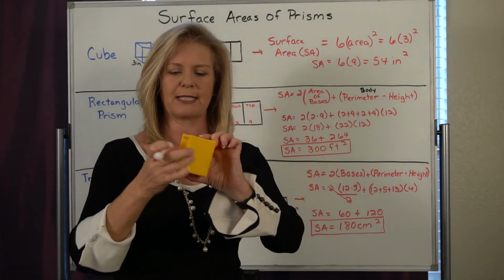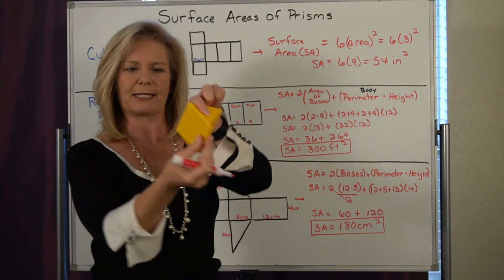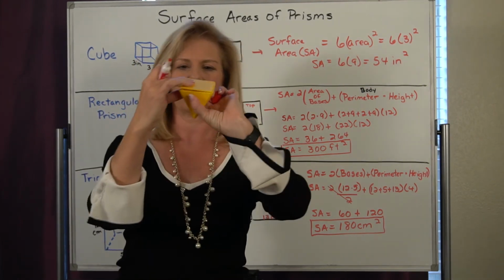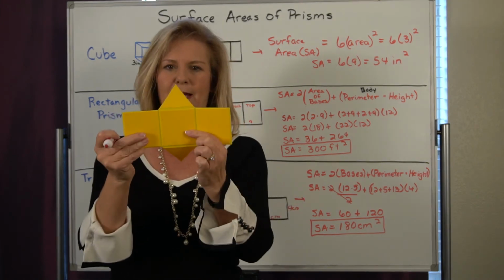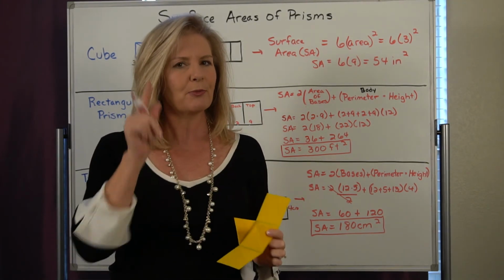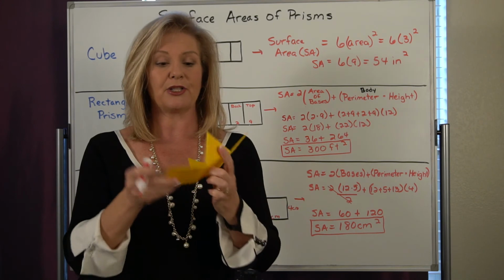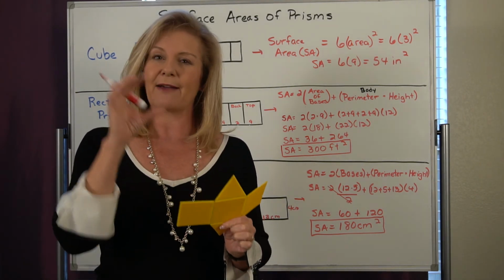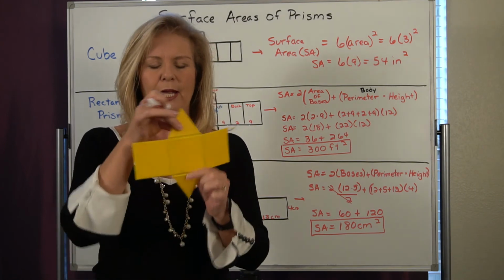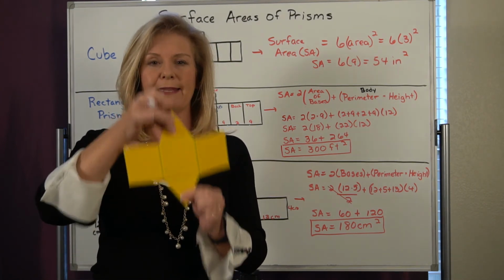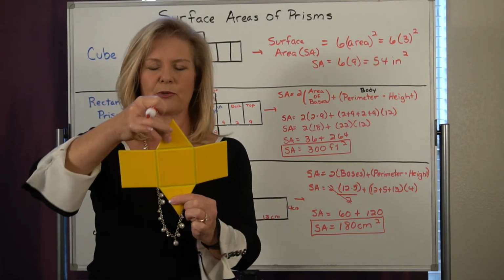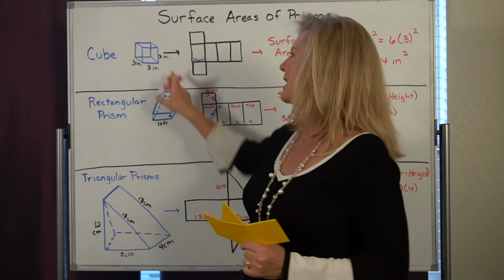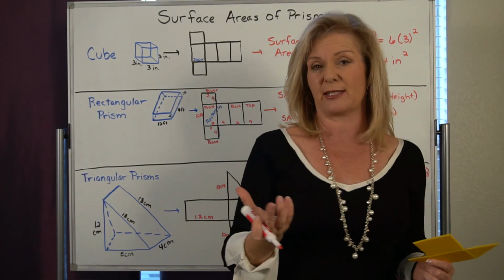And if we close this up, this is what a triangular prism would look like. I can see my 2 bases right here, and I can see my body for that. So prisms are difficult just because each of the different types of prisms have a slightly different net. We always call the prism by the name of its bases. So this would be a triangular prism. This would be a rectangular prism. Cube is a little different because we just say cube.